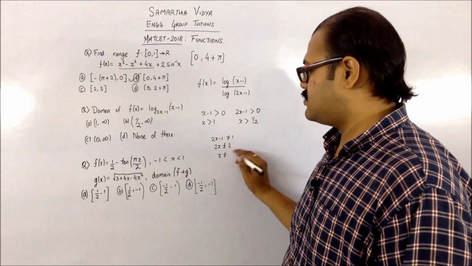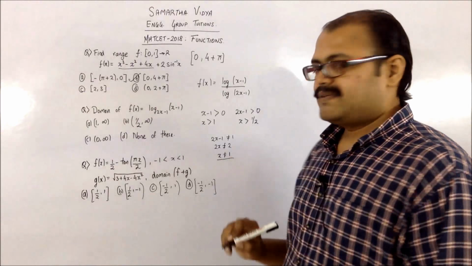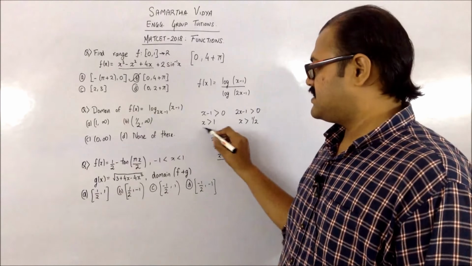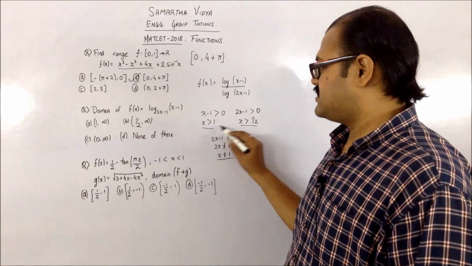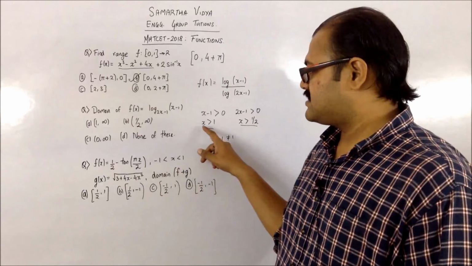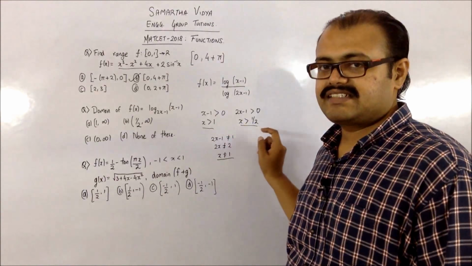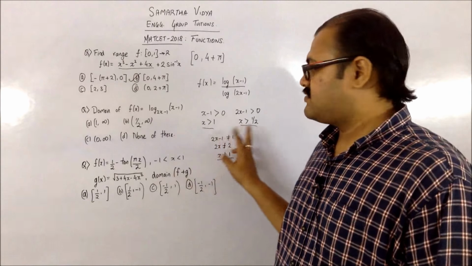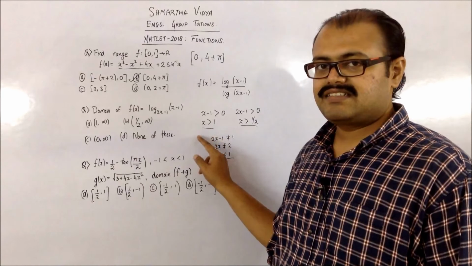Sorry, x is not equal to 1. So you're getting this particular condition. Now considering these two conditions, they should be considered together. You have x greater than 1 and x greater than half. So obviously from these two we'll be considering this.